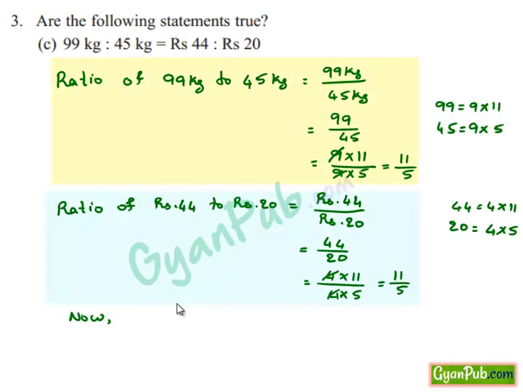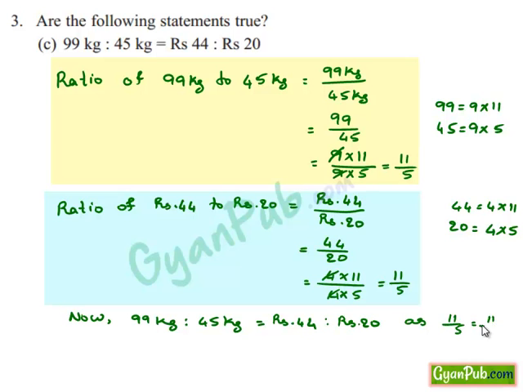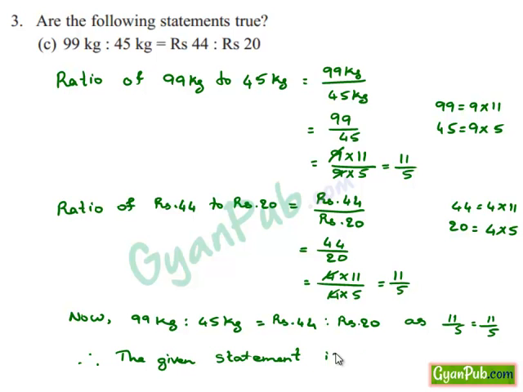Now, from the above two ratios, we can say that 99 kg is to 45 kg is equal to rupees 44 is to rupees 20 as 11 upon 5 is equal to 11 upon 5. Therefore, the given statement is true.